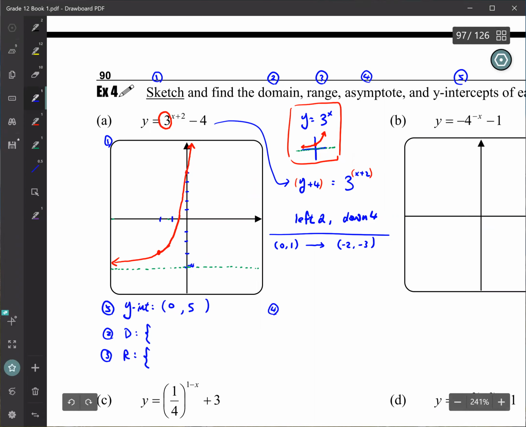Okay, what's the domain? Kelly? All real numbers. Yep. So you can memorize this one. For exponential, it's always all real numbers. And range? What's the range now? Tiana? Is it greater than -4? Yeah, very good. Okay, greater than -4.